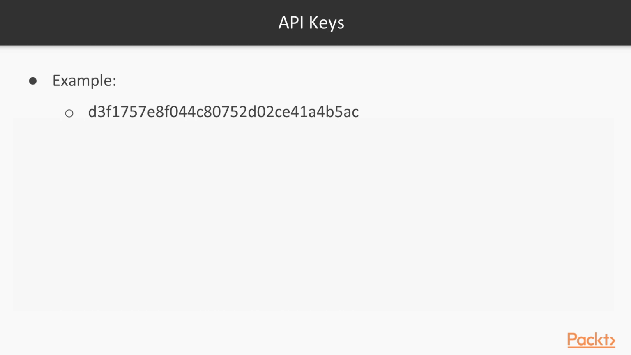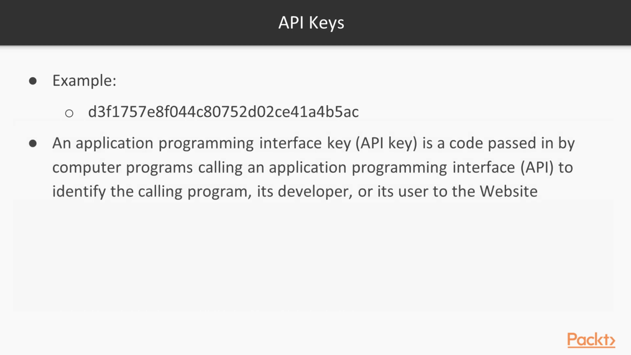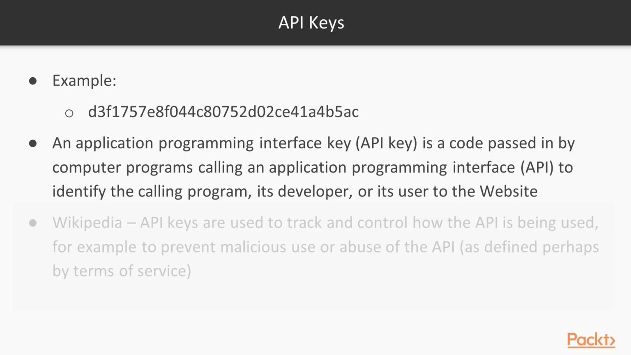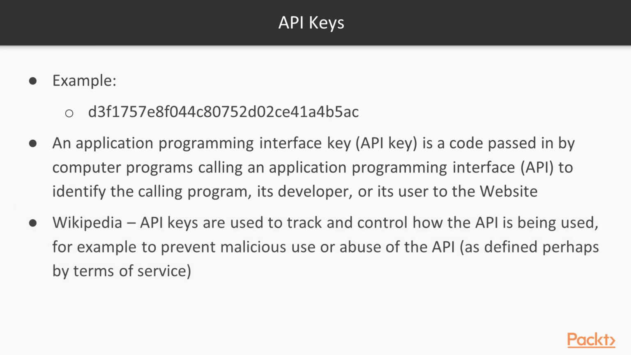The definition of an API key is really well summed up in the Wikipedia page, so we will use the following definition. An application programming interface key, or API key, is a code passed in by computer programs calling an application programming interface, API, to identify the calling program, its developer, or its user to the website. API keys are used to track and control how the API is being used, for example to prevent malicious use and abuse of the API, as defined by perhaps the terms of service.